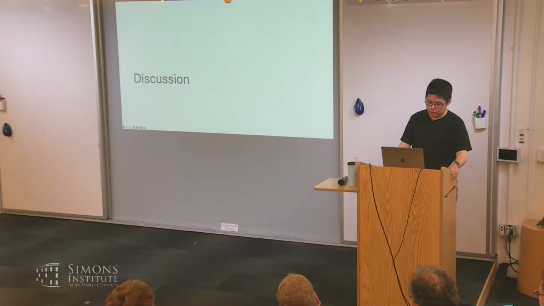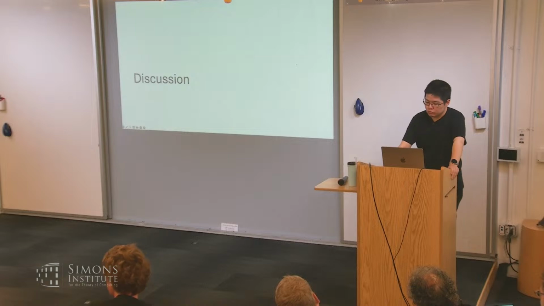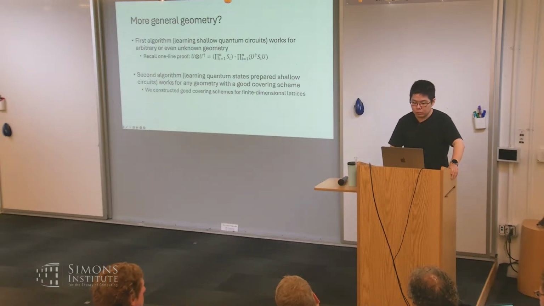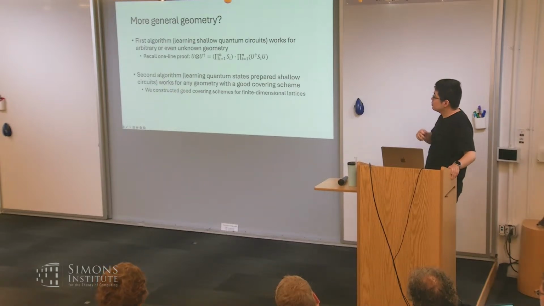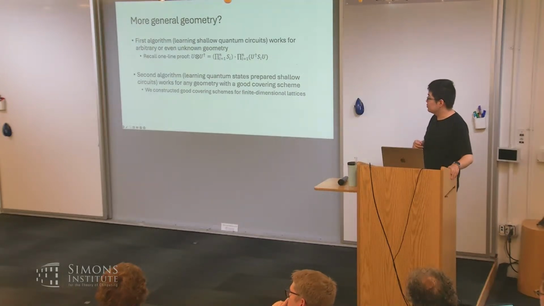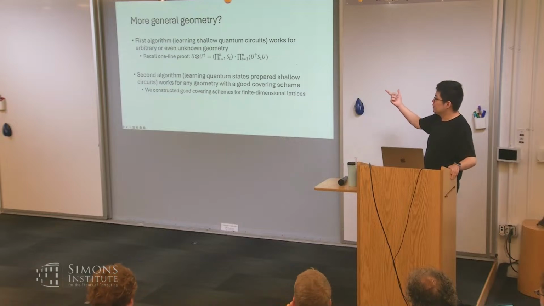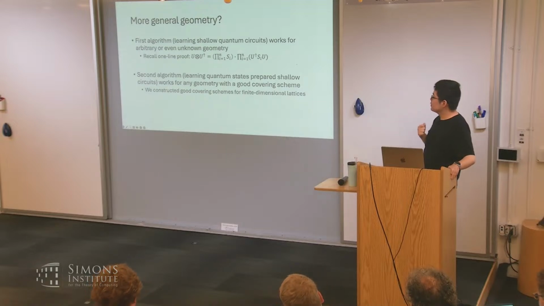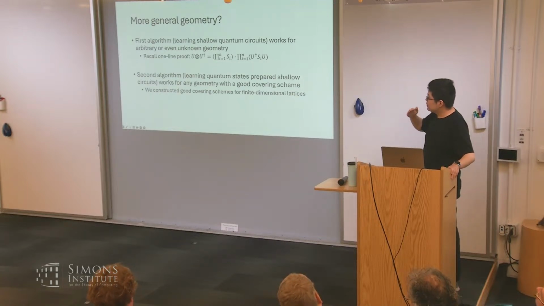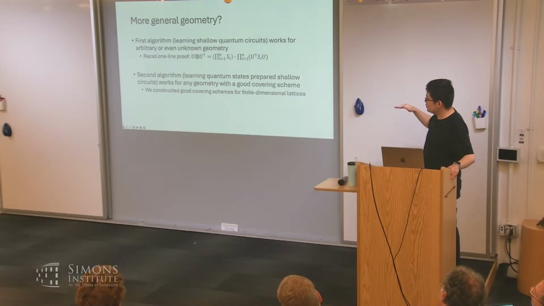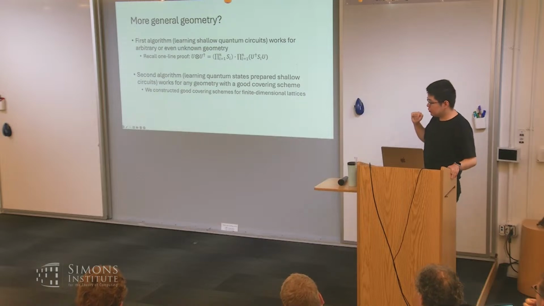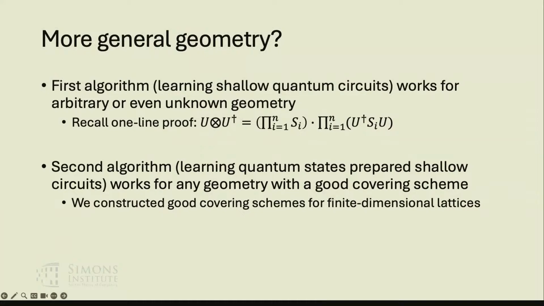So I will just conclude by having some final discussion. One question that came up earlier is, what about more general geometry beyond the lattice? For the first algorithm, learning shallow quantum circuits, it works for arbitrary geometry or even unknown geometry, just because this simple decomposition formula, this one-line proof, always works. For the second algorithm, learning quantum states, we really need this intricate covering scheme defined on some geometry. As long as we have this covering, it works. But we only constructed this covering scheme for lattices. So for what kind of geometry this works, we don't know yet.